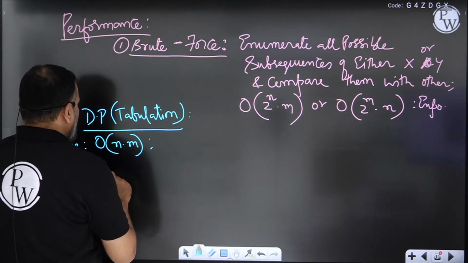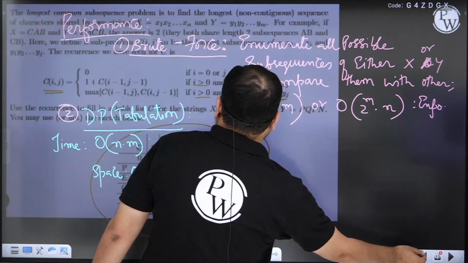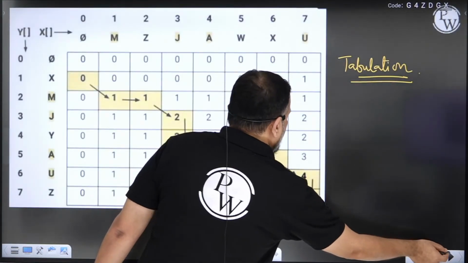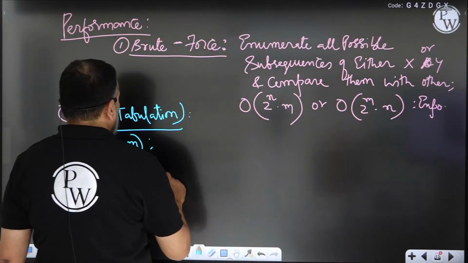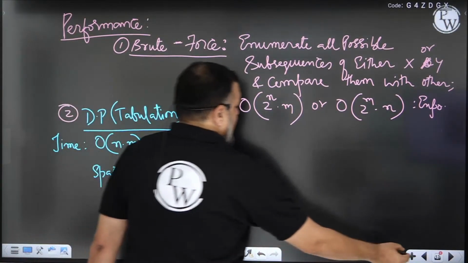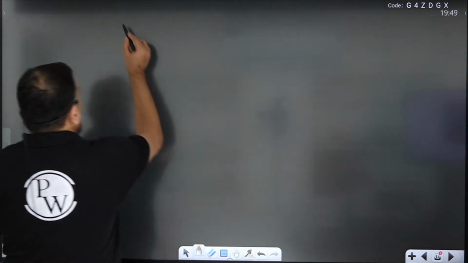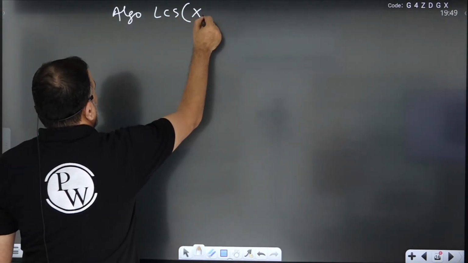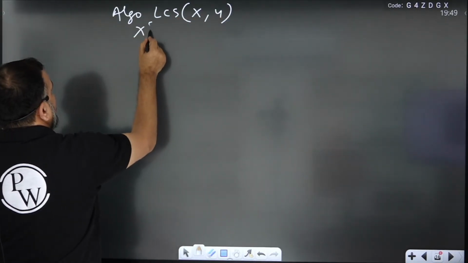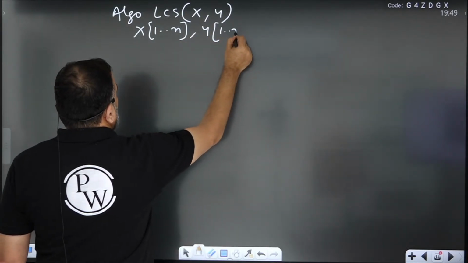Space complexity requirement will be for the table, right? That table here, which I have shown you. The size of the table is n cross m. So space complexity will also become order of n into m. अगर आप इसे prove करना चाह रहे हो, we can write a simple algorithm here very fast. Algorithm LCS of x and y, where x is having characters 1 to n and y is having characters 1 to m.